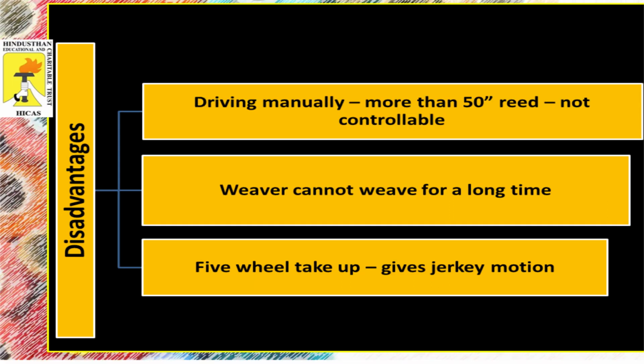The disadvantage of the Hattersley loom is that driving manually more than 50-inch width is not controllable, and the weaver cannot weave for a long time by using this Hattersley loom. The 5-wheel take-up motion gives jerky motion.